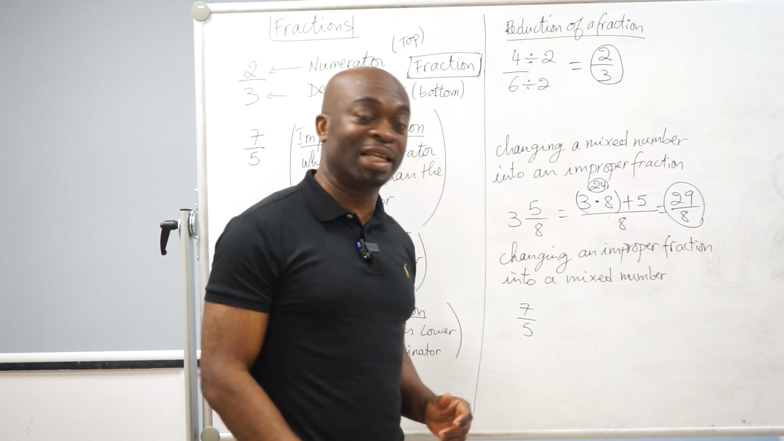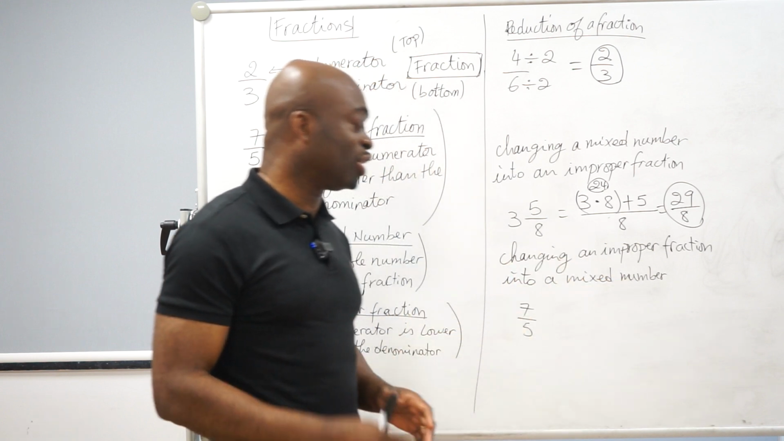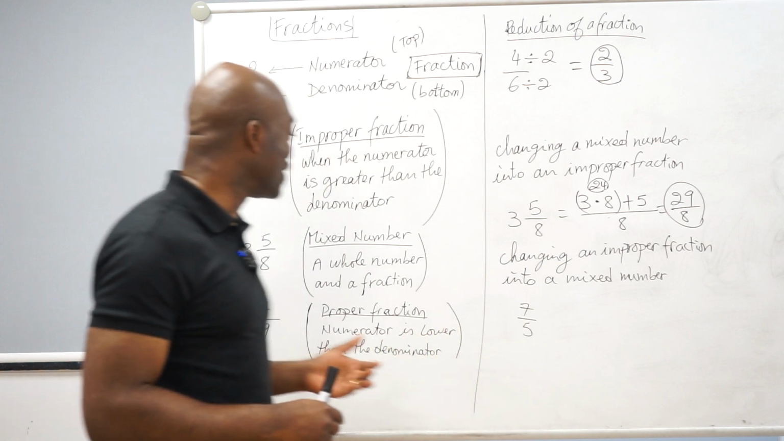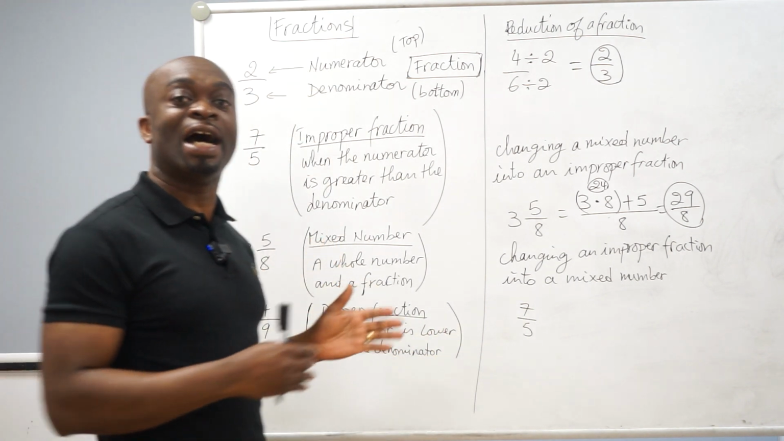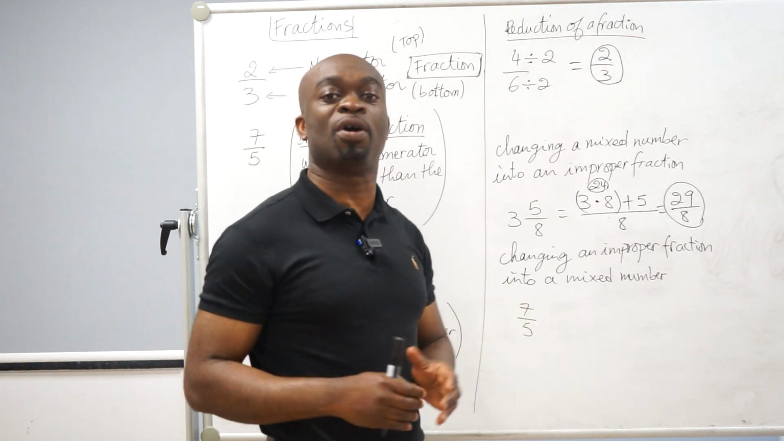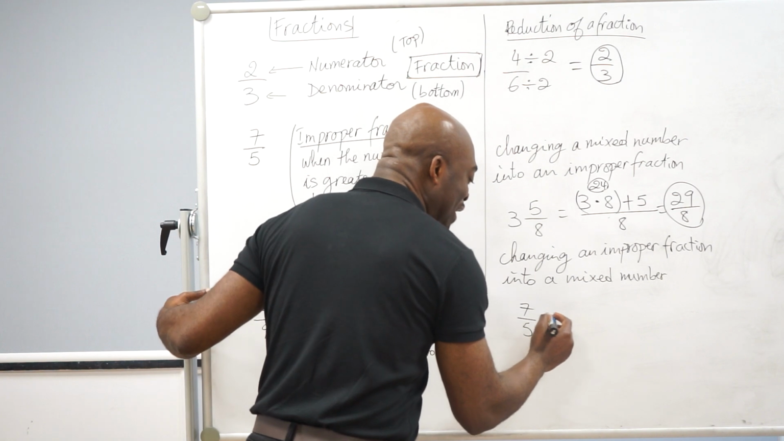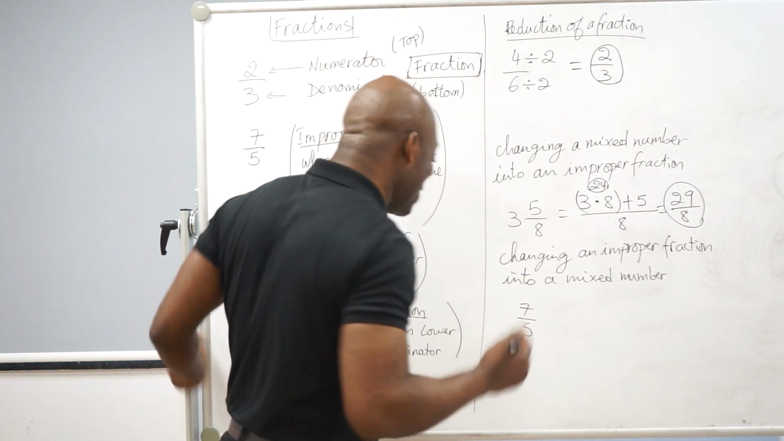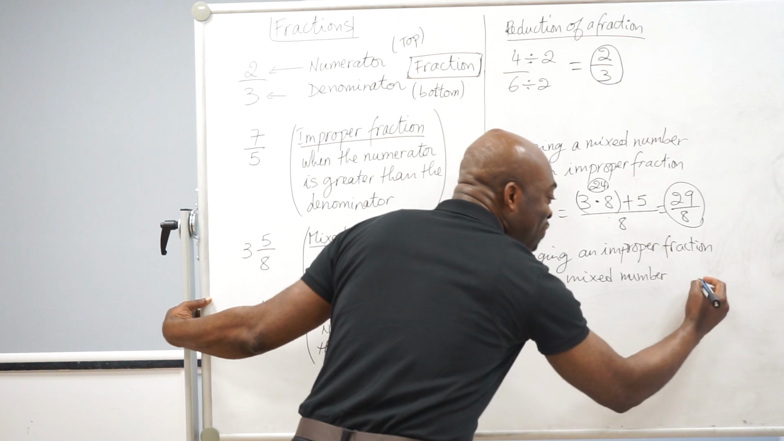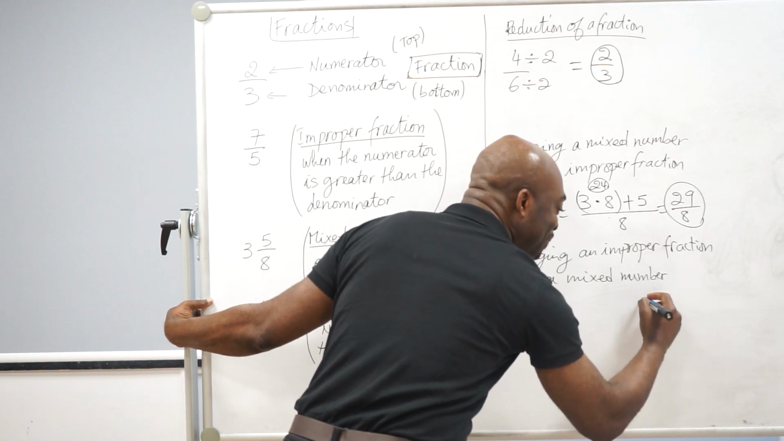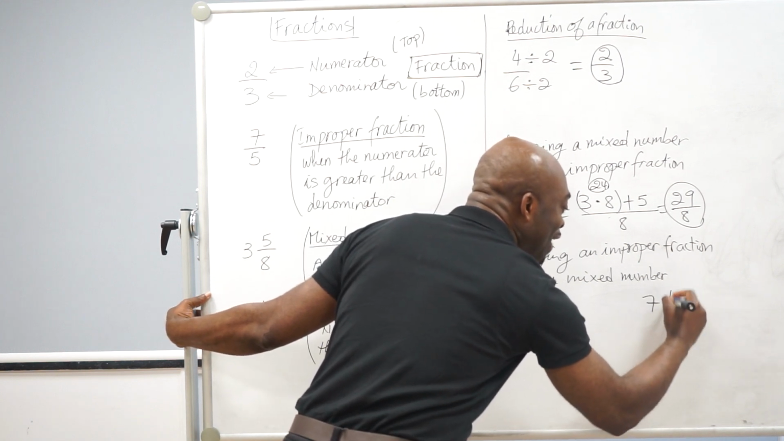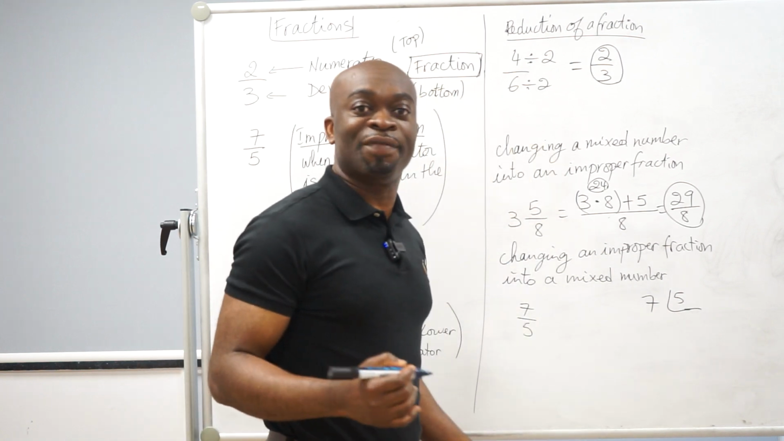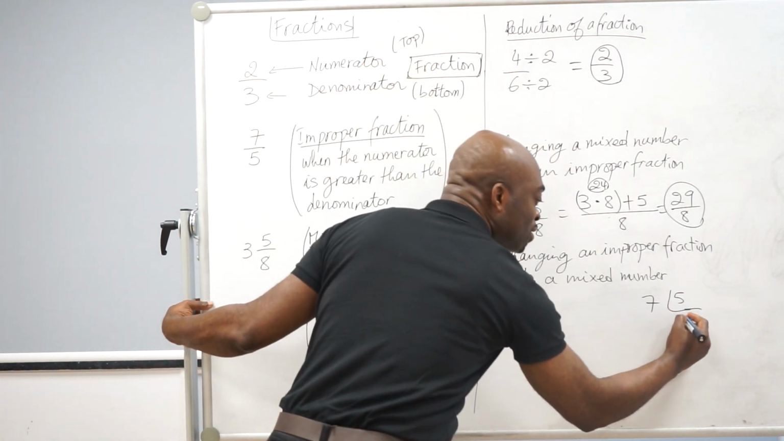Now, last but not least, changing an improper fraction into a mixed number. So how do we do that? We're dealing with our 7 over 5, the same number that we had over here. How do we change this number into a mixed number? It's just to make a quick division, okay? So you guys get with me. We're doing 7 divided by 5. How many times does 5 go into 7? 1 time, right? So it's 1.